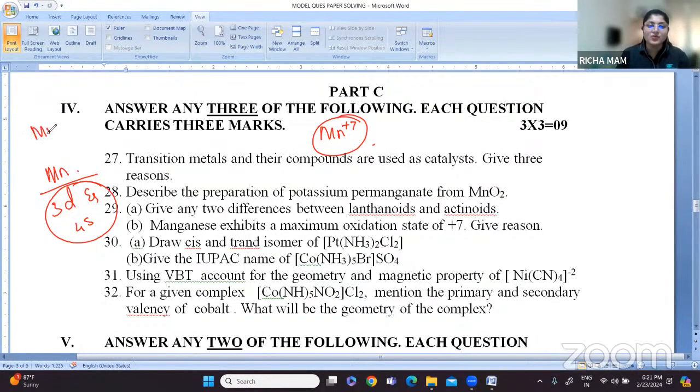Mn is atomic number 25, so it is argon 18, 3d5 and 4s2. When it goes to Mn +7, all these electrons, both the 3d electrons as well as the 4s electrons, are involved. Because of this reason, the maximum oxidation state shown by manganese is +7. Okay, next question.